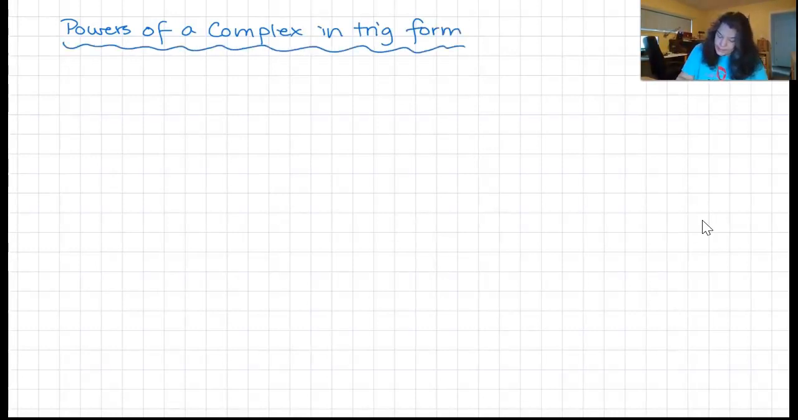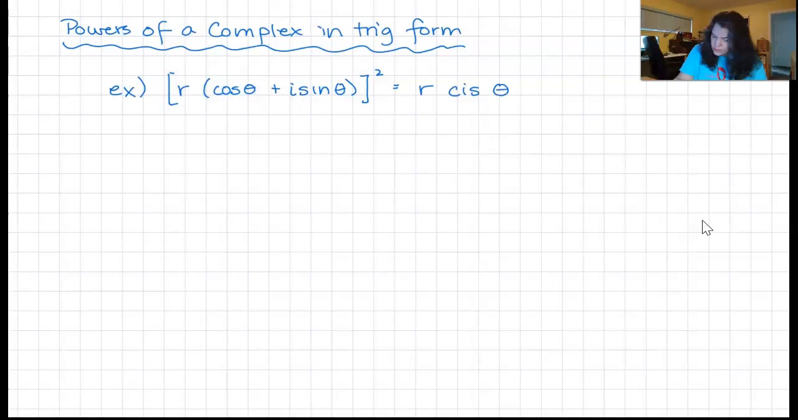So if I let, well, let's just do an example together, and then I think we'll do a few examples. I think you'll see the pattern. If I take R cosine theta plus I sine theta, and I raise that to the second power, first of all, it's kind of a pain. Why don't we just go ahead and use that notation, sis notation, because remember, same thing.